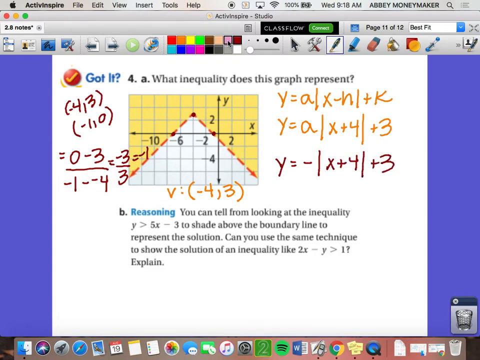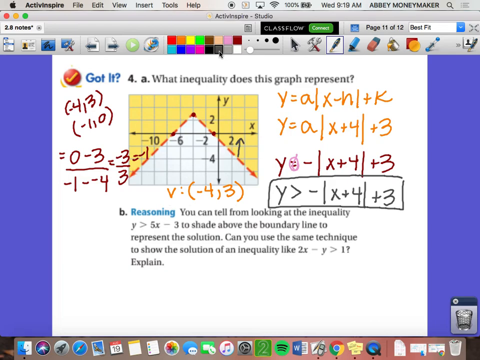And the last thing, I know this is not an equal sign here, we need to change it to an inequality. Well, there's a dotted line, so we know there's no equal to, and it's shading above the graph, so we know y is greater than, again, negative absolute value of x plus 4, and then plus 3.